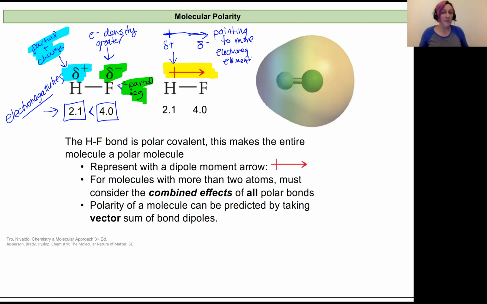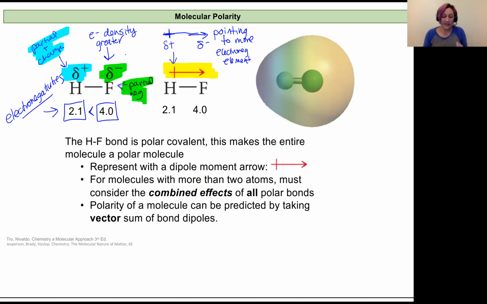Either of these work. I find that students first learning this with the delta positive and minus tend to put them across the molecule rather than on a bond. And so these need to be associated with two elements in an actual bond. And so every bond will have a delta plus and a delta minus. So if that sounds confusing, it might be easier to do the arrow, but whatever works.